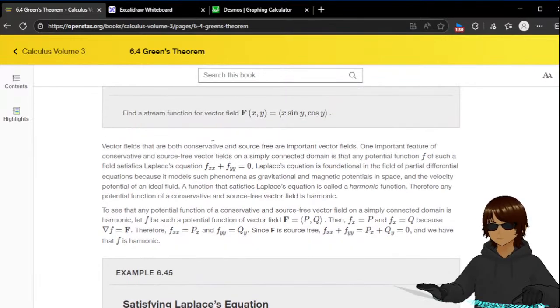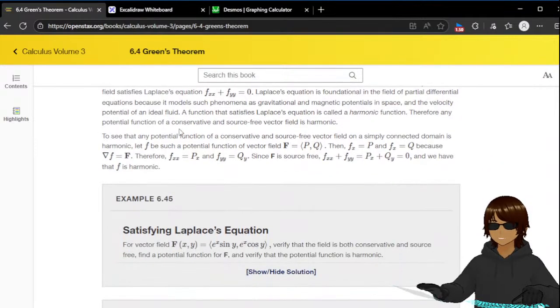Vector fields that are both conservative and source-free are important vector fields. One important feature of conservative and source-free vector fields on a simply connected domain is that any potential function f of such a field satisfies Laplace's equation, fxx plus fyy is equal to 0. Laplace's equation is foundational in the field of partial differential equations because it models such phenomena as gravitational and magnetic potentials in space and the velocity potential of an ideal fluid. A function that satisfies Laplace's equation is called a harmonic function. Therefore, any potential function of a conservative and source-free vector field is harmonic.